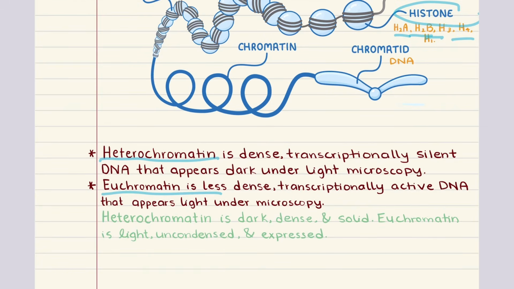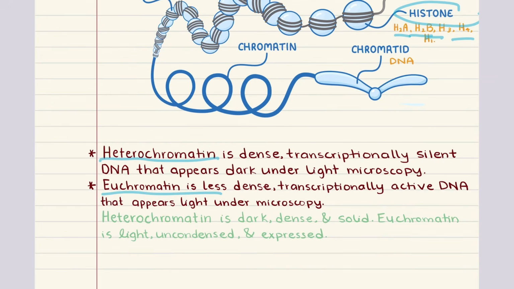Euchromatin, on the other hand, is loosely packed, more open, and transcriptionally active. So it's going to appear lighter under a microscope, and this is where you'll find genes that are currently being expressed. In other words, genes that are being transcribed into RNA. So here's an easy way to remember this. Heterochromatin is dark, dense, and silent. Euchromatin is light, loose, and expressed.